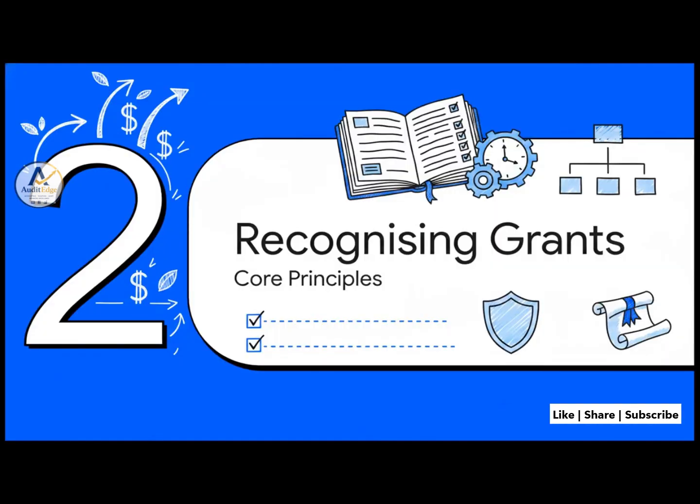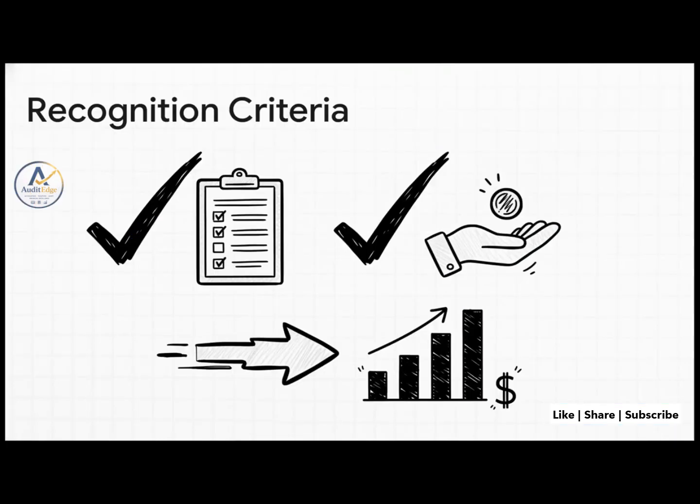Section 2. Recognizing grants. The core principles of IND AS 20. Here is the golden rule, folks. Mere receipt of a grant doesn't guarantee recognition. You absolutely need reasonable assurance of 2 things. First, that you're going to comply with the conditions, and second, that the grant will actually be received. Once recognized, related contingent liabilities just follow IND AS 37 for provisions.